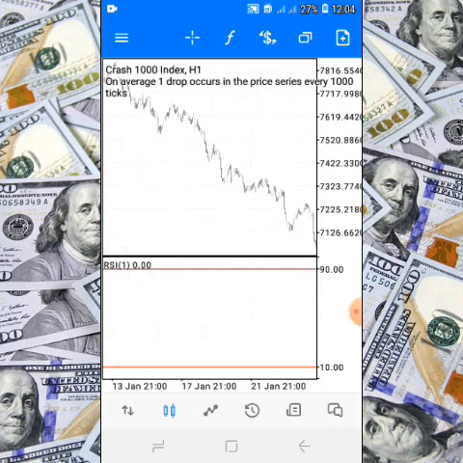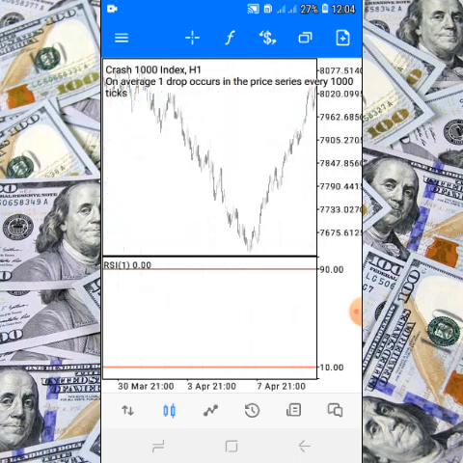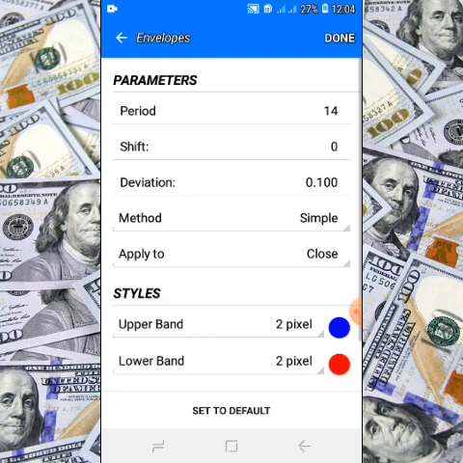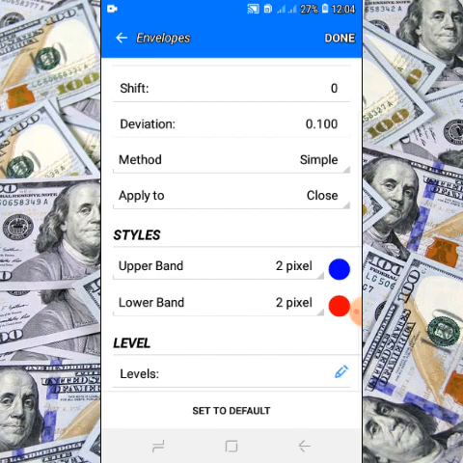Okay, so once you're done with this, the next indicator that you're going to add to your chart is your envelopes, right? Now what I want you to do is make sure that your parameters are like this as well. Period 14, sub 0, deviation 0.100, method simple, apply to close, styles upper band 2 pixel blue, lower band 2 pixel red.